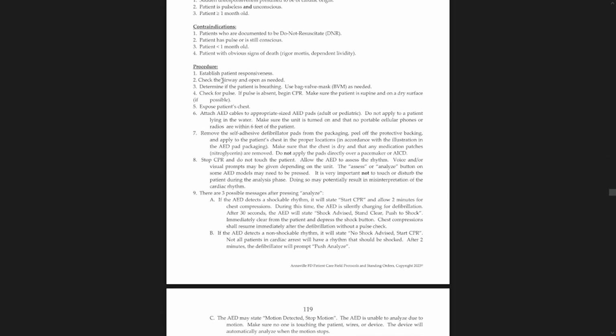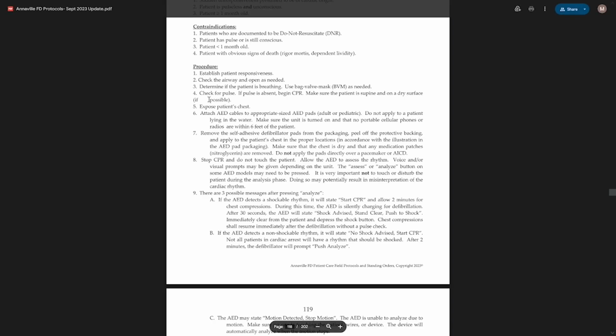So the procedure: you want to establish the patient's responsiveness. You want to check their airway and open it as needed. Determine if the patient is breathing. Use a BVM or bag valve mask as needed. Check for a pulse. If a pulse is absent, begin CPR. Make sure that the patient is supine and on a dry surface if possible.